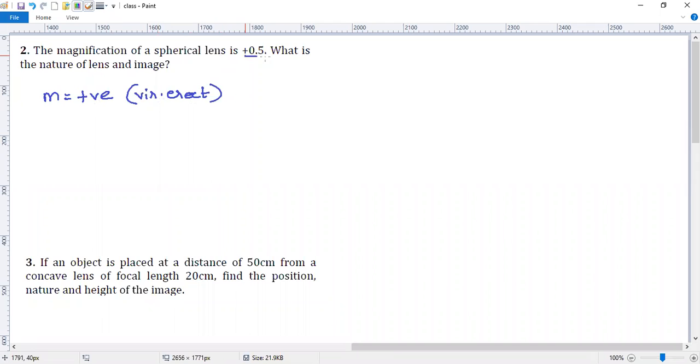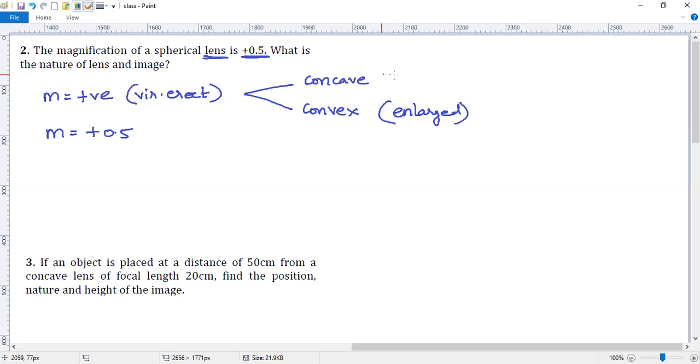Magnification of a spherical lens is plus 0.5 given. So M is equal to plus 0.5. What is the nature of lens and image? This is a lens. If the lens gives virtual erect, the possibilities are either concave or convex. But in a convex lens, the virtual erect scenario will be an enlarged image. In a concave lens, it will always be a diminished virtual erect image. Clear? Since the value is positive, it is virtual erect, and we have found these two possible scenarios.